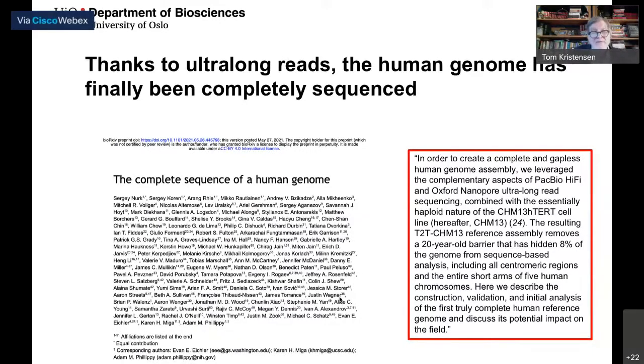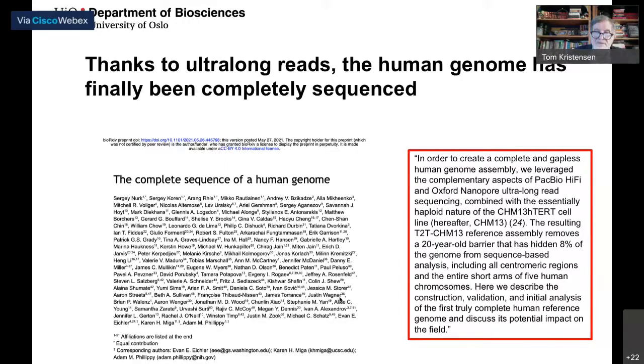So we have two different systems for getting these ultra long reads: the PacBio system and the nanopore system. And thanks to these technologies, the human genome has finally been completely sequenced. It happened earlier this year, 20 years after the publication of the draft human genome. We now have the complete sequence, including centromere regions, telomere regions, and you name it.